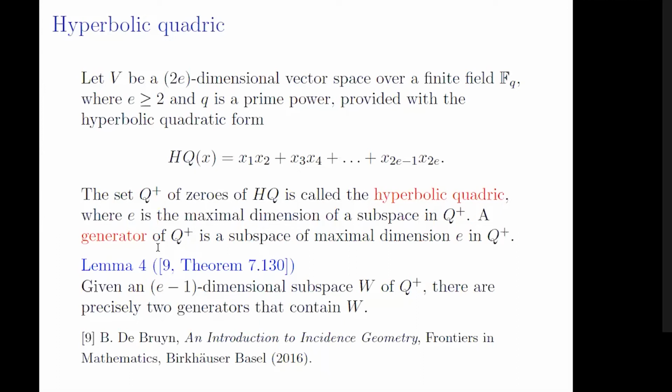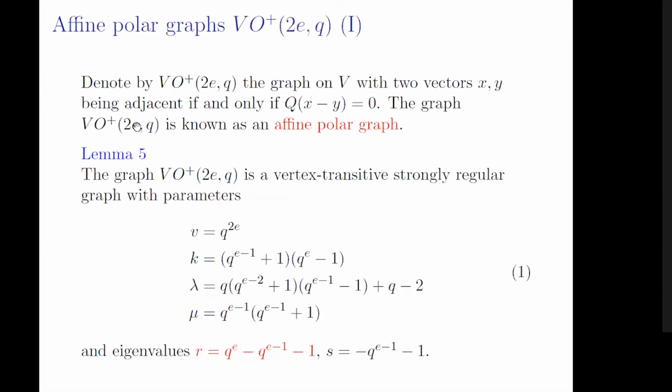Note that this lemma was used to construct strictly Neumaier graphs in our paper with Evans and Panasenko. Denote by VO plus the graph on V with 2 vectors x and y being adjacent if and only if the value of the form on their difference is 0. This graph is known as an affine polar graph.